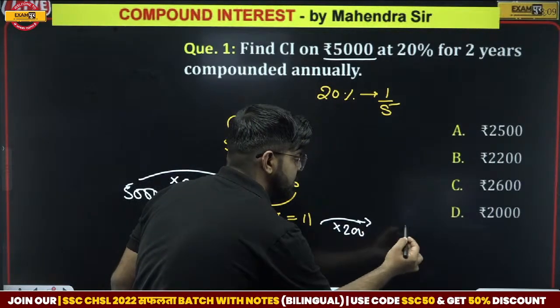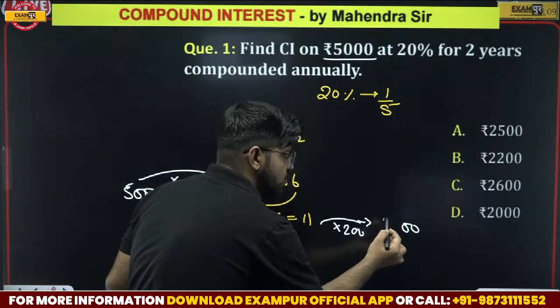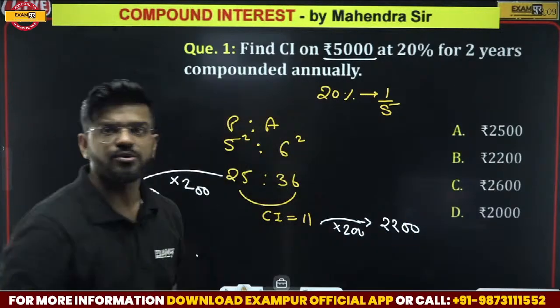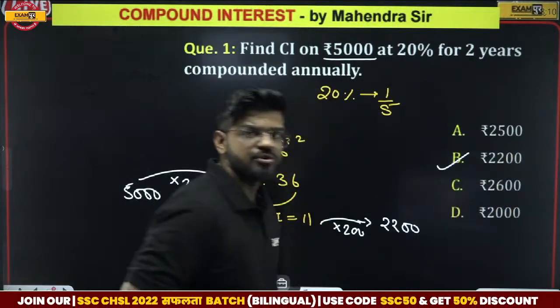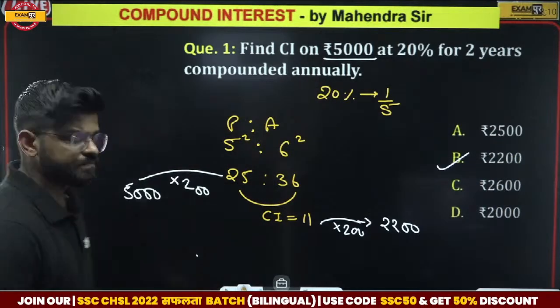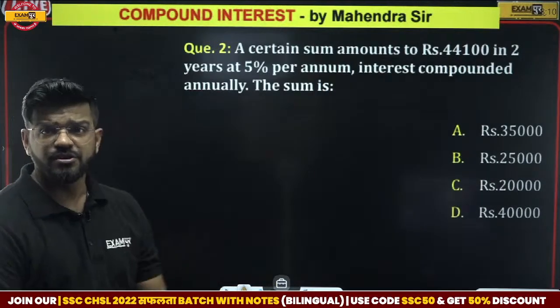So 00 as it is. 2 into 11 is 22. So Altaf, you have given exactly the right answer. Option number B is correct. Very good. Let's see the next question.